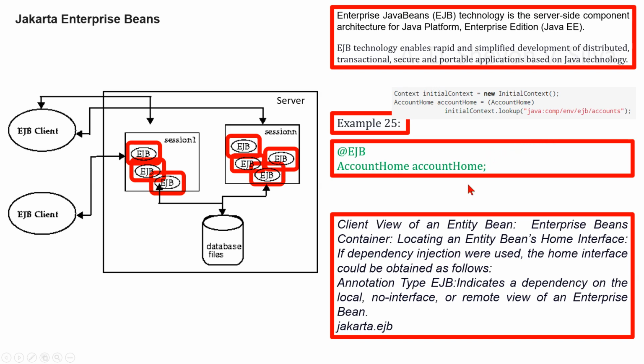For example, the local home interface for the account entity bean can be located using the following code segment here. If dependency injection were used, the home interface could be obtained as follows.